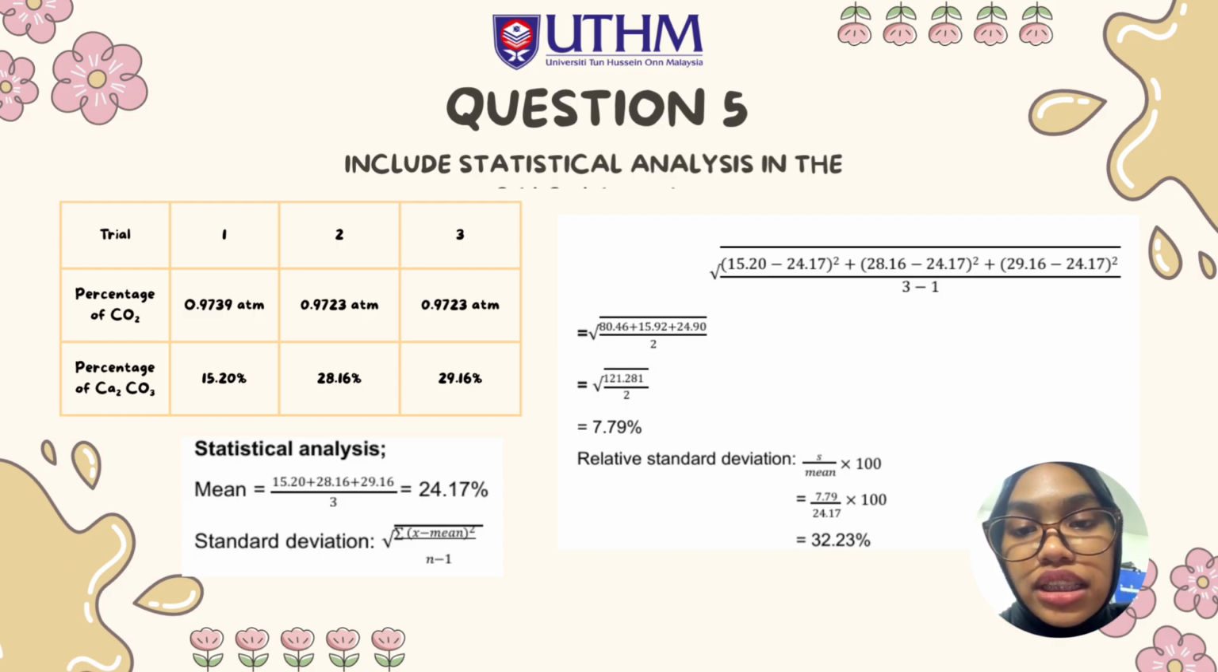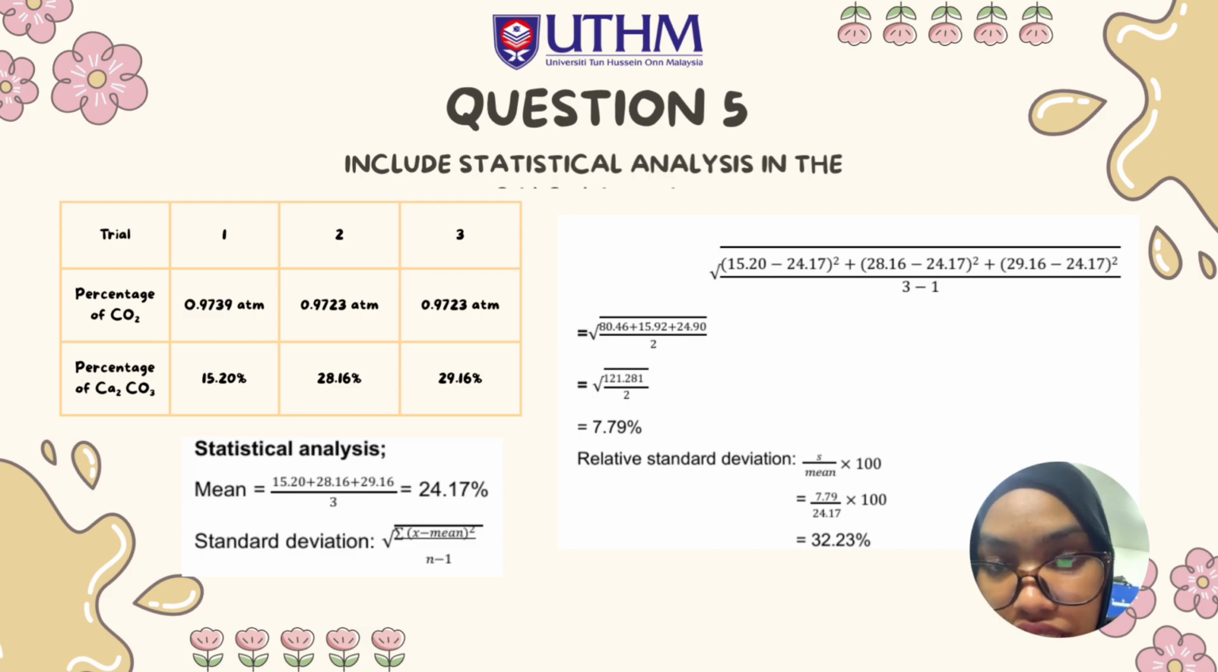So at the table, I already said here for trial 1 to 3, pressure of CO2 is 0.9739 atm for trial 1, trial 2, 0.9723 atm. And the third will be the same, 0.9723 atm. Percentage of CaCO3, 15.20% for trial first. The second and third will be 29.16%.